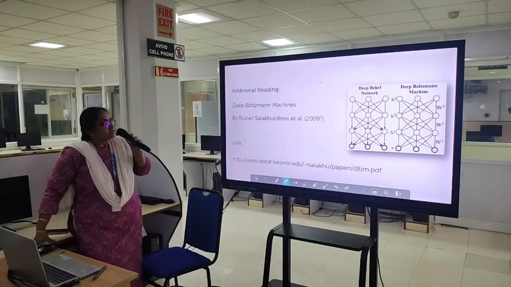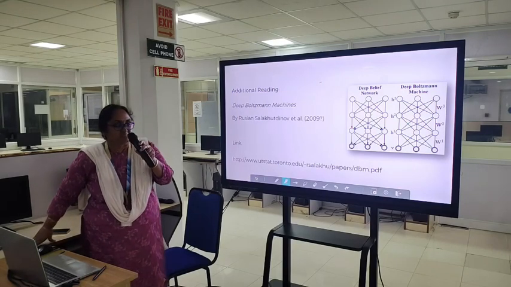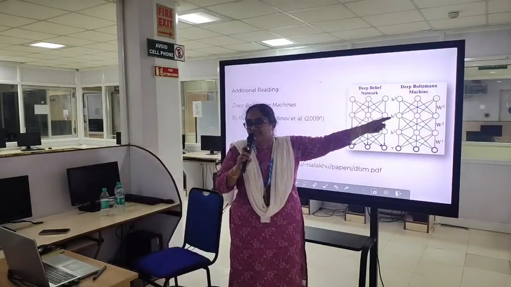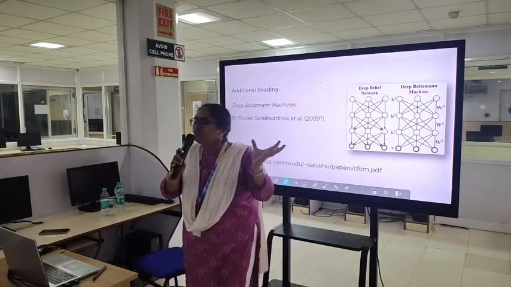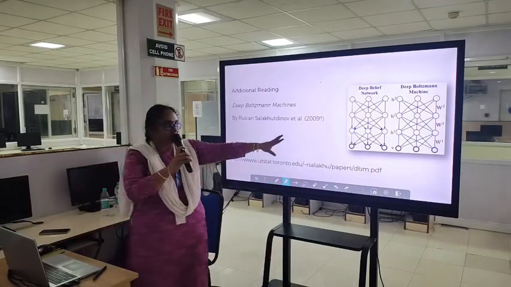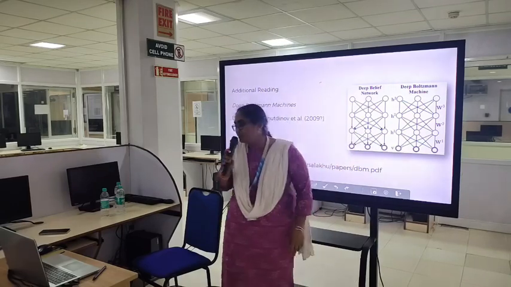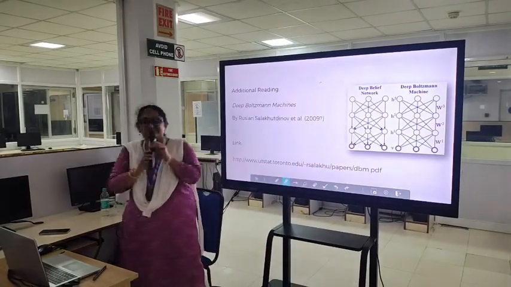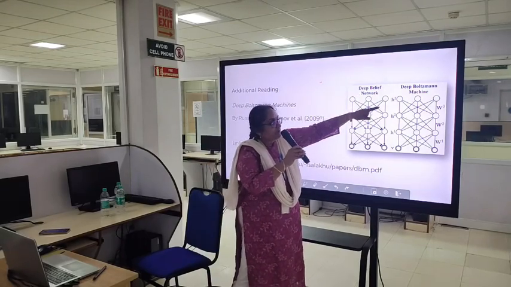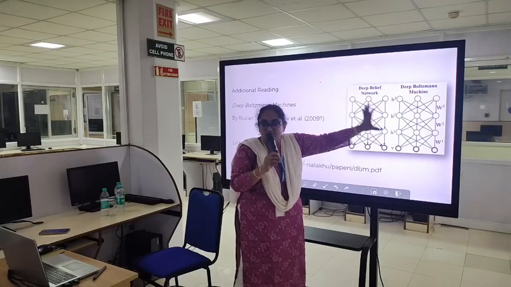Okay. So here there is one more topic called deep Boltzmann machines. There are two headings, deep belief network and deep Boltzmann machines. They are mathematically very complicated. So I have removed all the complexities and I am giving you only one slide to understand the difference between a deep belief network versus a deep Boltzmann machine. The difference is that in a deep belief network, they are directional. But in a deep Boltzmann machine, they are all unidirectional. Sorry, bidirectional. That is the only difference.